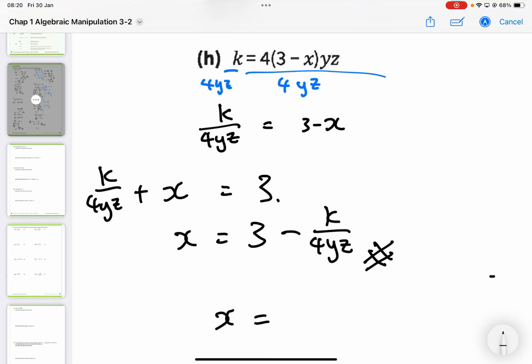The other way is I move my 3 first. I move my 3 here, it becomes minus. Then I will have negative X. Then I divide both sides by negative to change the sign.